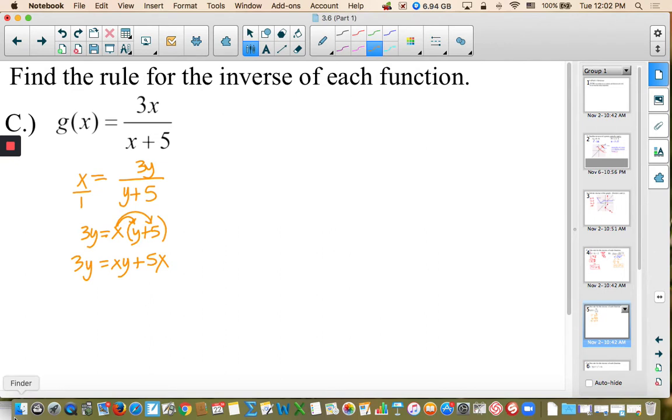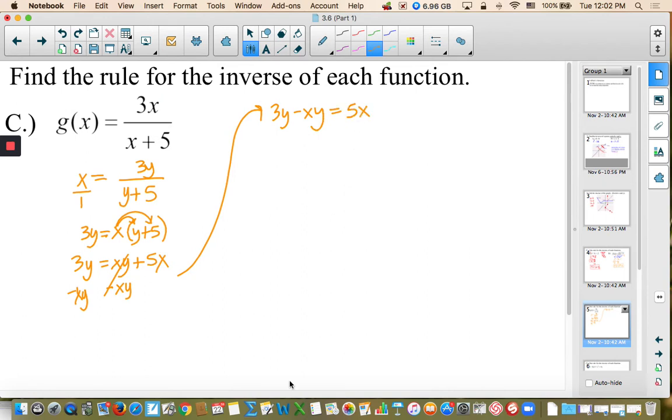Now remember that I'm trying to solve for y, so I need to get the y's all on the same side. So I am going to subtract xy from each side to get the y's all over to the left. That would cross that out. I'm going to go up here and write my next part. So I have 3y minus xy equals 5x.